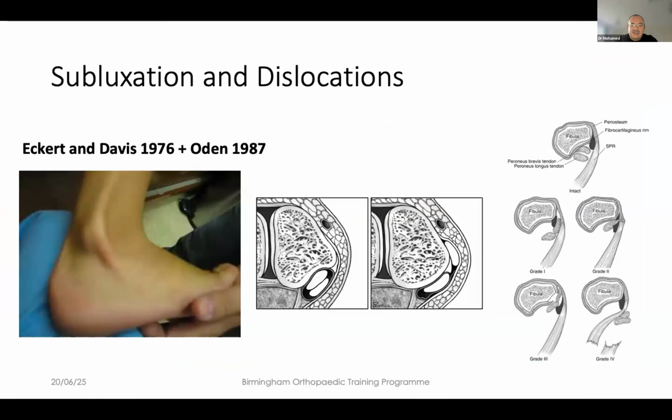So as you can see, there are a lot of types of dislocation or subluxation. Many classifications have described this, starting from just an injury to the cortex, just elevation of the cortex, to loss of the fibrocartilaginous disc, then to complete subluxation, then to rupture of the superior peroneal retinaculum from the calcaneum side, and complete dislocation of the tendons.